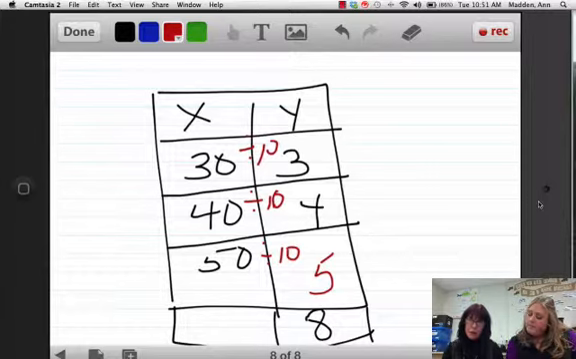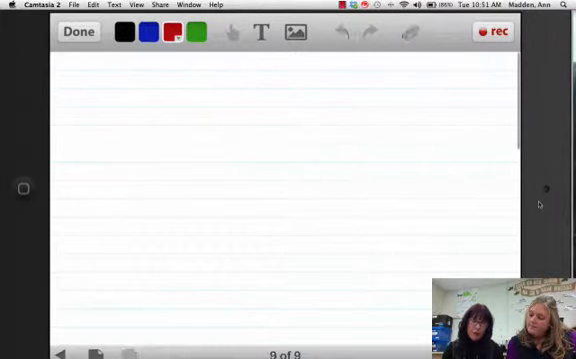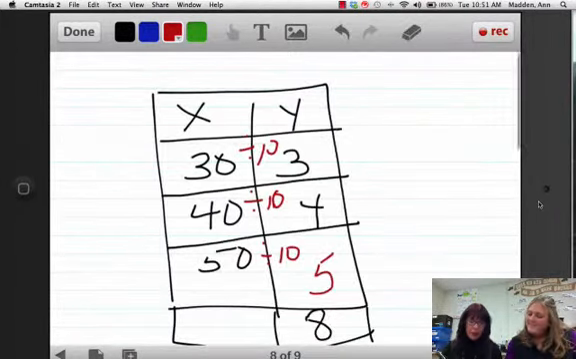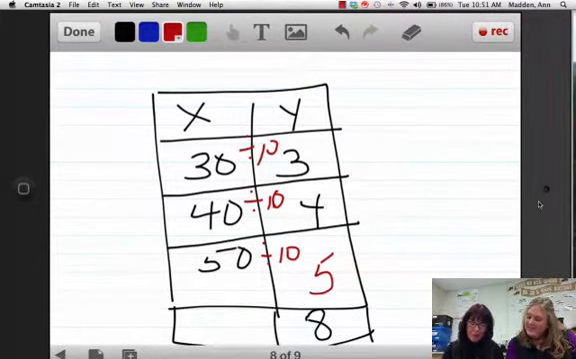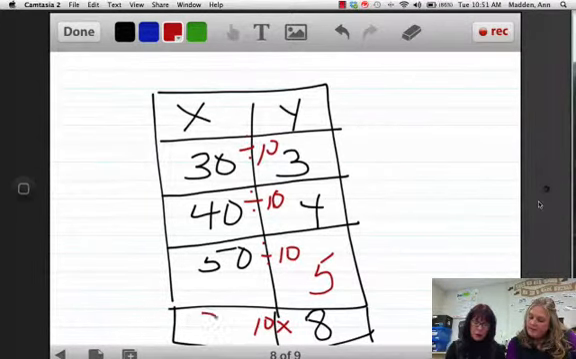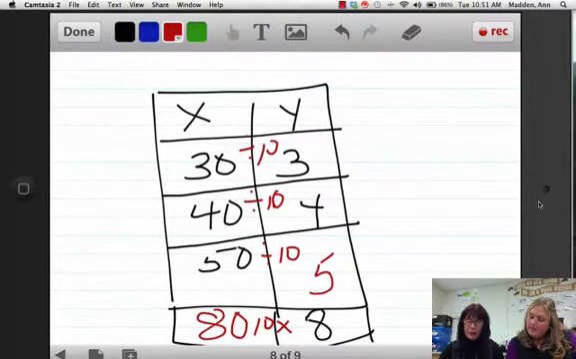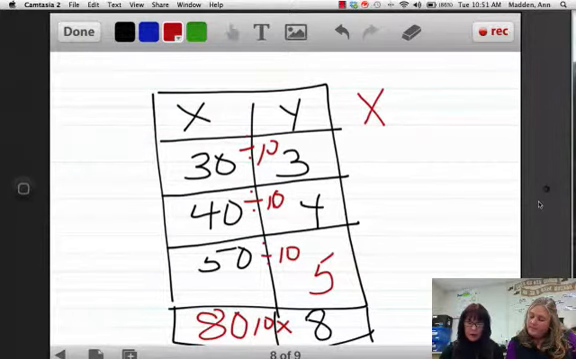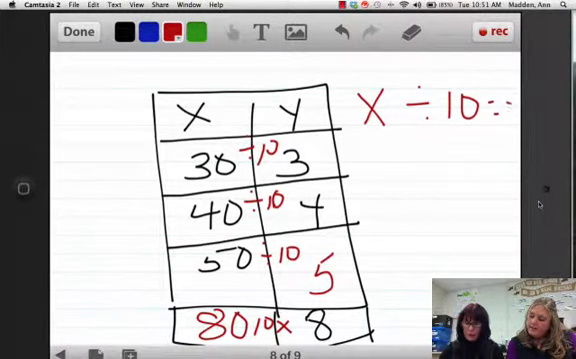Now I'm going to use the inverse again. So instead of dividing, I'm going to multiply 8 times 10, which is going to give me 80, which would give you your missing digit. So your equation would read as this: x divided by 10 equals y.